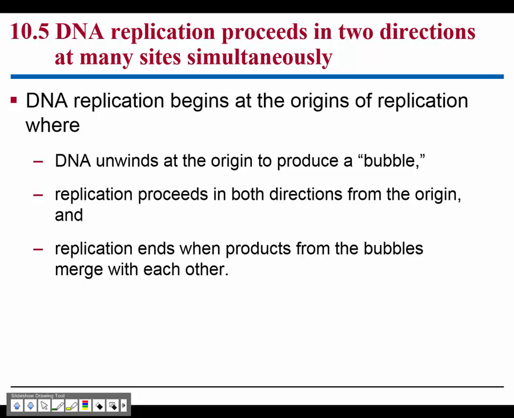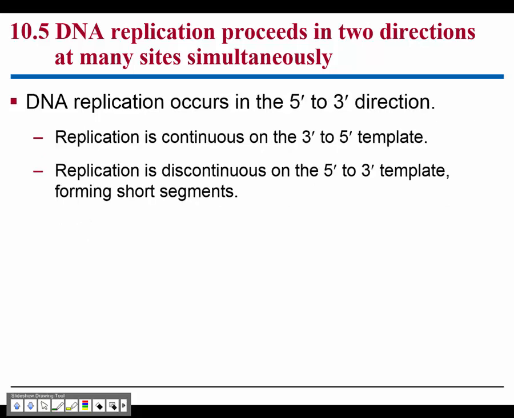So DNA unwinds at an origin. It's got to make a little bubble. So if you think of just unwinding the ladder at one specific location, that's a bubble. And then replication goes in both directions, and it ends when products from the bubbles merge with each other.